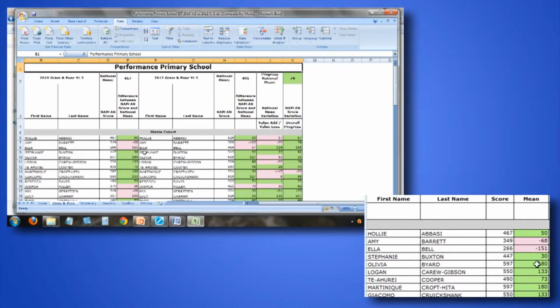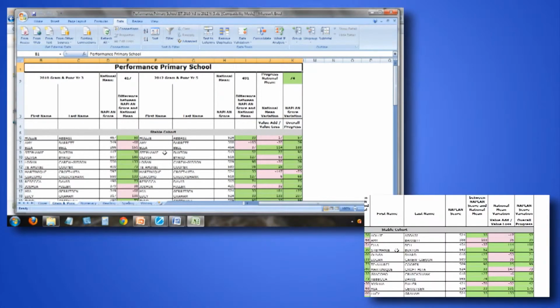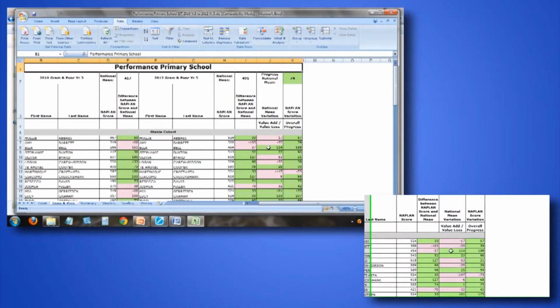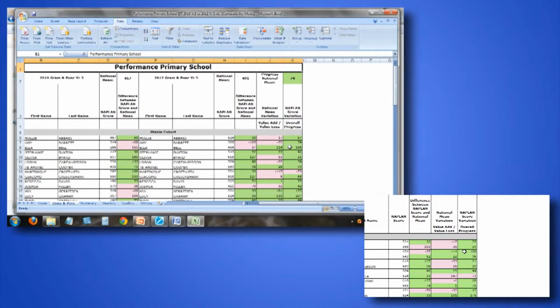When we look at Ella Bell, for instance, she was 266 NAPLAN points, which is 151 below the national mean. And then again in Year 5 was 454, but this time only 37 points below the national mean. So she actually had a value add of 114 points, giving her progress of 188.